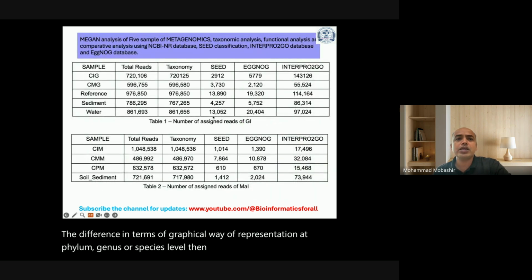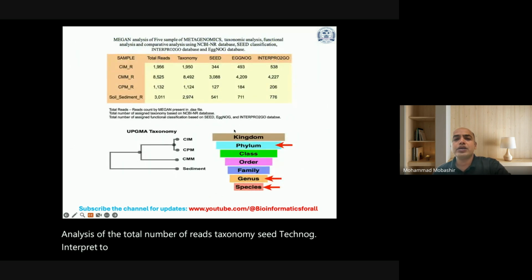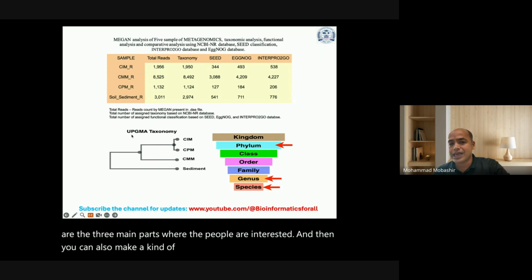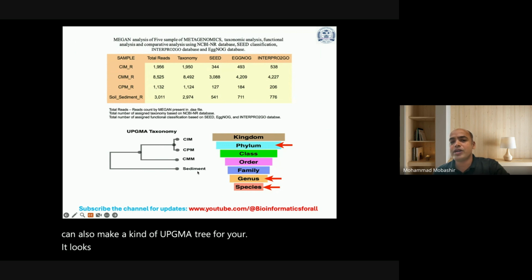Then another way is to go for analysis of the total number of reads, taxonomy, SEED, eggNOG, InterPro2GO, and then the goals which you could achieve. For example, generally in metagenomics, people are interested at phylum level, genus level, and species level. These are the 3 main parts where people are interested. And then you can also make a kind of UPGMA tree for your samples to see how it looks. So this sediment means soil sediment. You should be aware these are the sample names for different conditions.